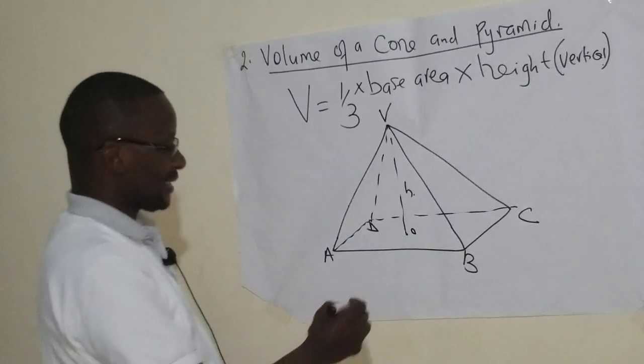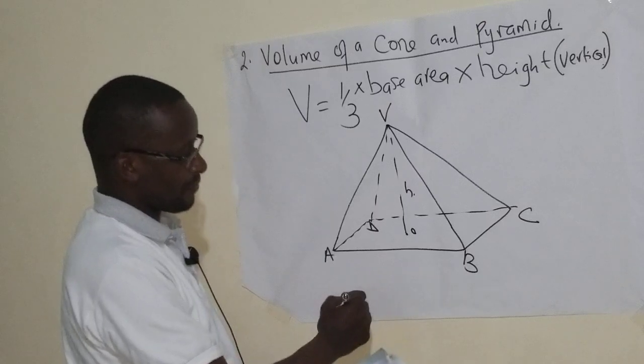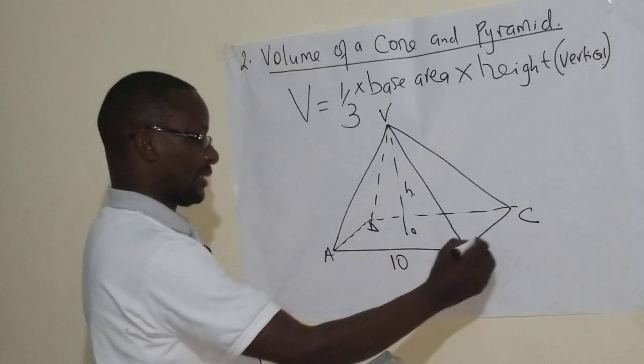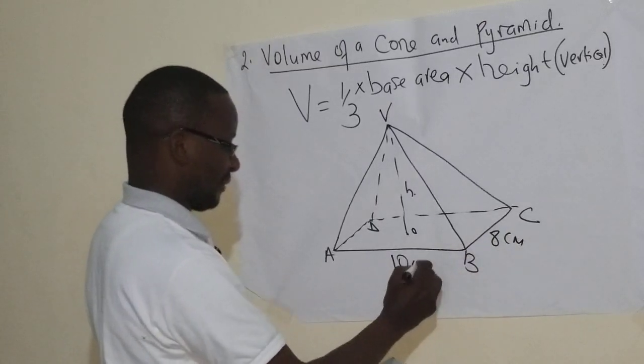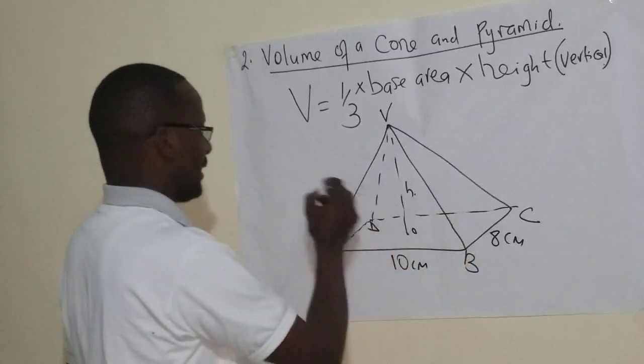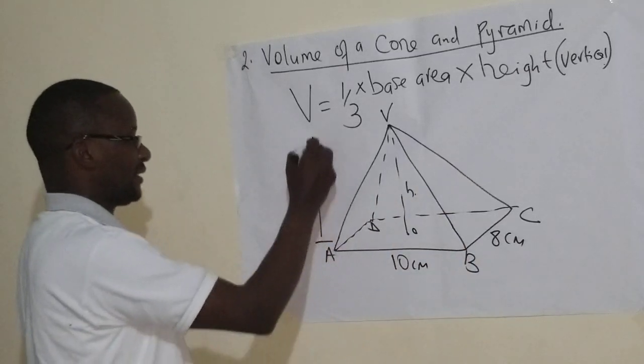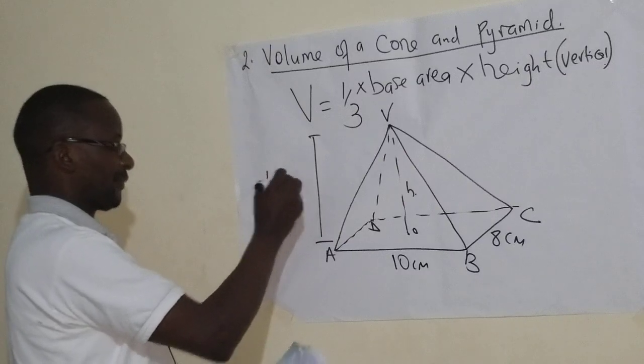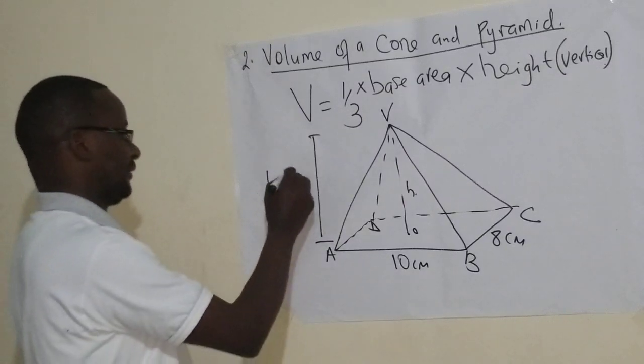So the base is rectangular, measuring 10 by 8. Let's give it 10 by 8. And the height here, the vertical height, H, is 15.